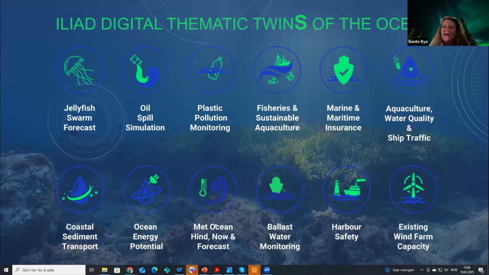So in Iliad, as I said, we have local twins, and we have thematic twins. We have divided these twins into 12 different thematic areas, and today we are focusing on the aquaculture part.